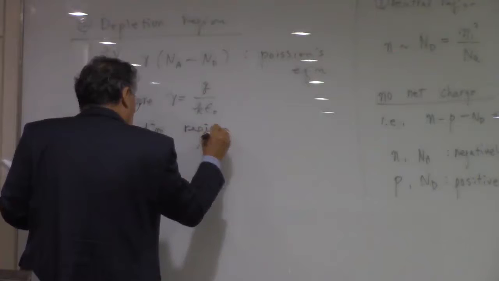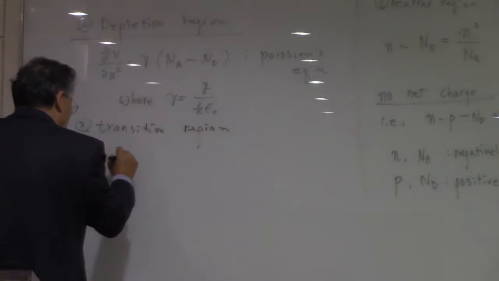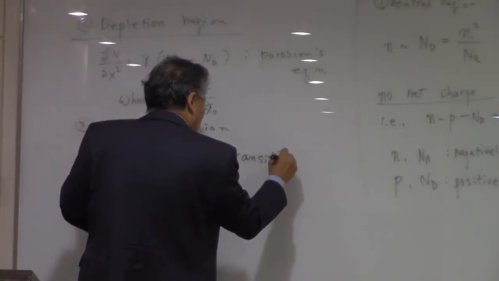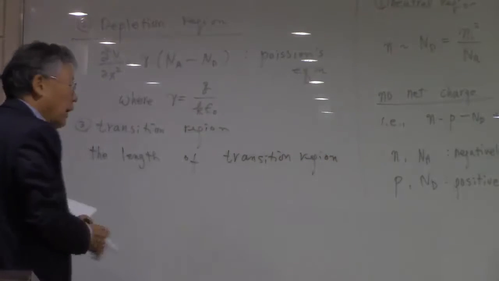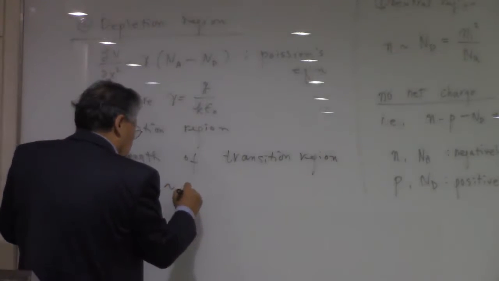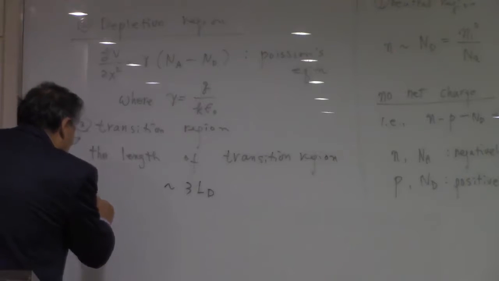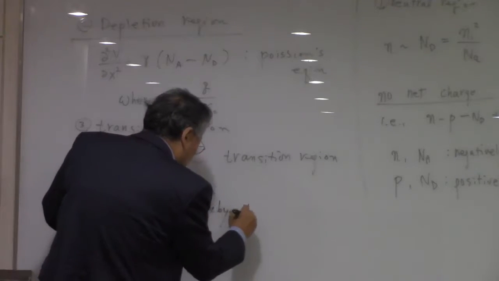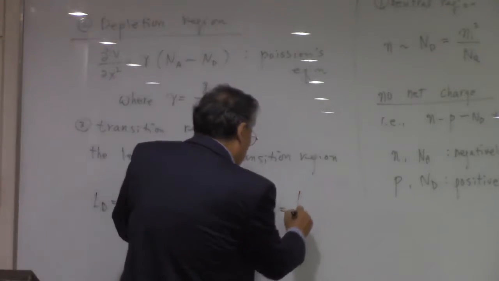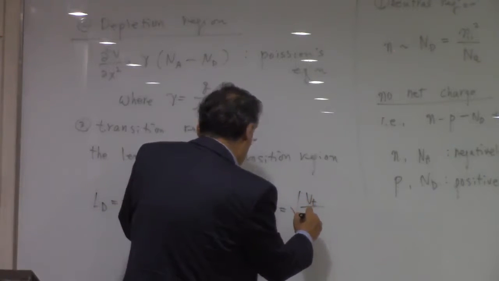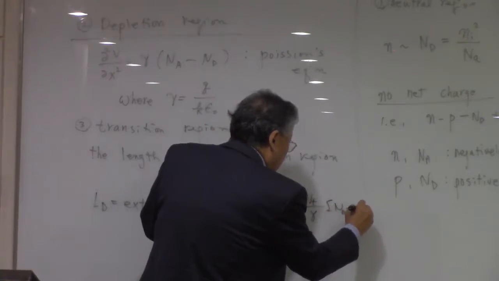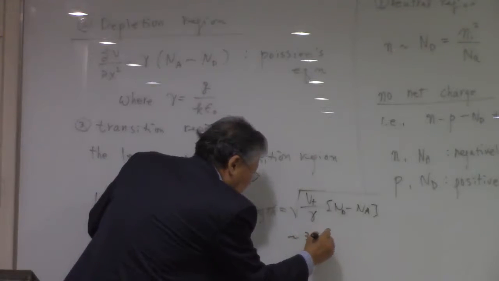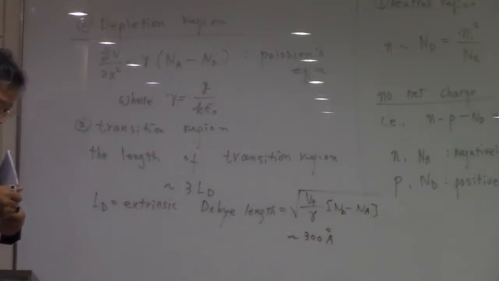Okay. The length of the transition region, you have to use a computer to find this. And that is about 3 LD, where LD is the extrinsic Debye length, which can be expressed as the square root of Vt thermal voltage, gamma, over Nd minus Na. And then the number is typically about 300 angstrom. Not that big, okay?